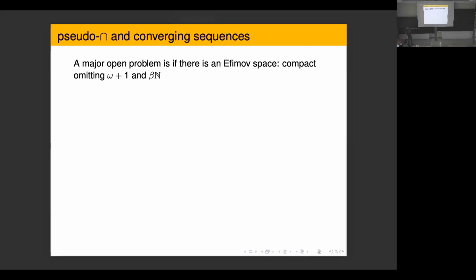Okay, so another connection to pseudo-intersections topologically is the idea of converging sequences. So still a major open problem in set theoretic topology is the question of whether or not there exists an Efimov space. And an Efimov space is a compact infinite space that doesn't contain either a converging sequence or a copy of beta n. So whenever we've been able to figure it out, the answer is yes, there is an Efimov space, but it's not known to be independent. So maybe there just is one. And a lot of people would be very interested in that.